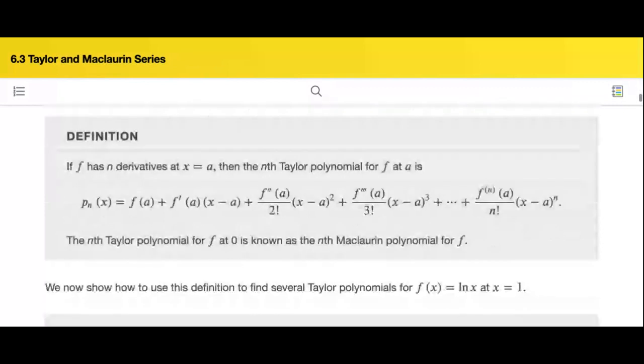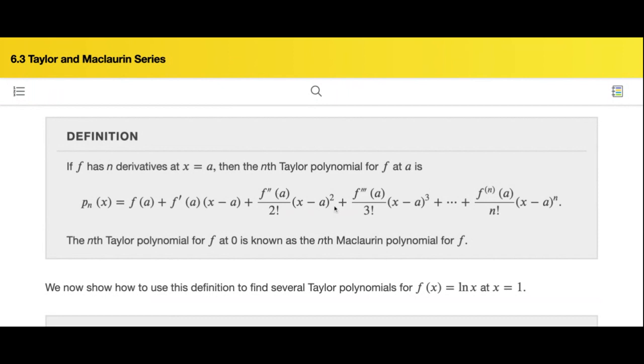If f has n derivatives at x equals a, then the nth Taylor polynomial for f at a is to take the derivatives up to order n. So the function value, first order multiplied by the linear (x minus a), second order divided by 2 factorial multiplied by (x minus a) squared, third order divided by 3 factorial times (x minus a) to the third power, and so on and so forth up to the nth derivative divided by n factorial multiplied by (x minus a) raised to n. This is called the nth Taylor polynomial.